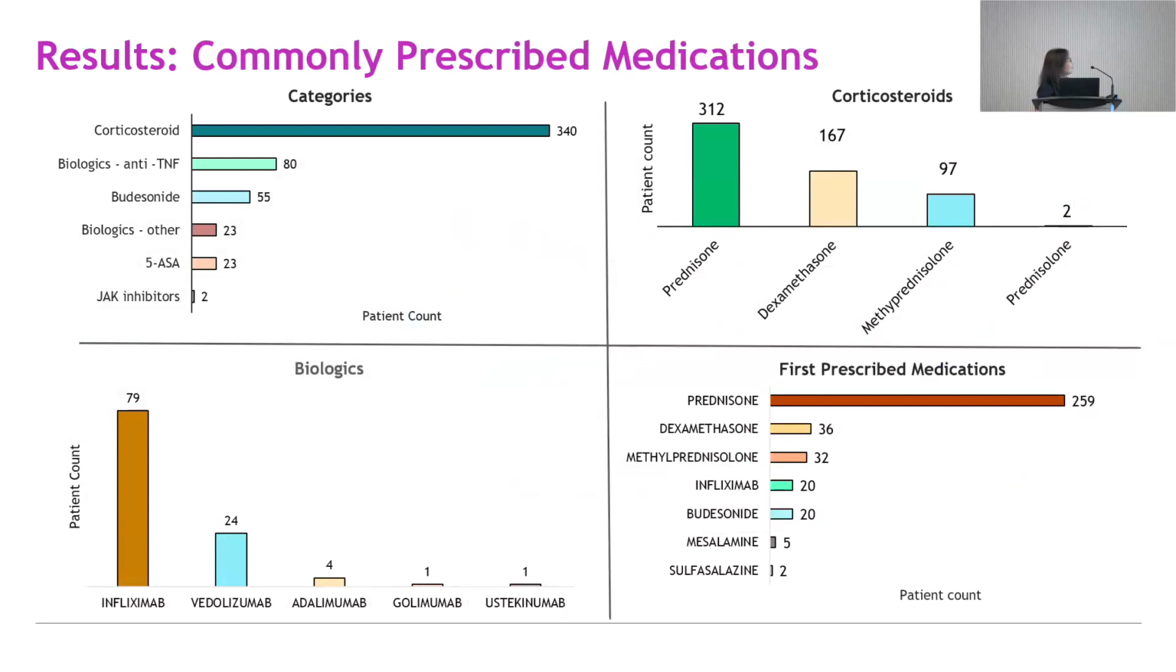Among the 4 classes of colitis medication, corticosteroids is the class most frequently prescribed in this cohort of patients. Among corticosteroids, prednisone is the most frequently prescribed medication. And among biologicals, infliximab is the most frequently prescribed medication. In this cohort of patients, the majority of patients started with prednisone.